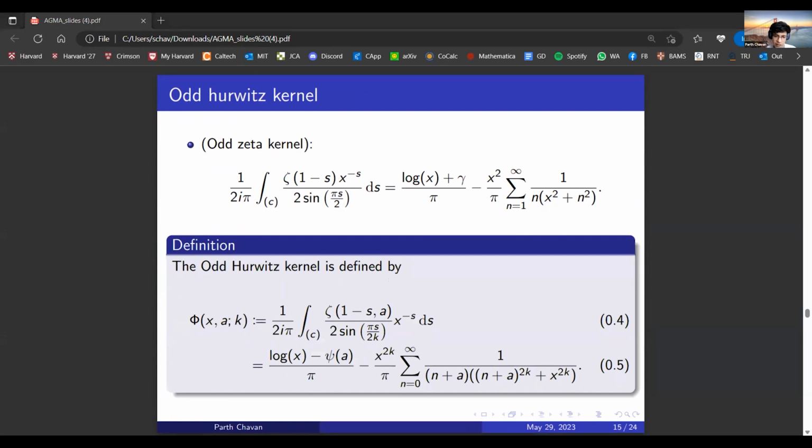The odd Hurwitz kernel is defined by this contour integral on the real part of s equals some number between 1 and 2, zeta of 1 minus s comma a over 2 sine pi s by 2k, x to the minus s ds. Its partial series expansion can be similarly given as the partial series expansion of the odd zeta kernel, just by shifting the line of integration to negative infinity and collecting the residues.